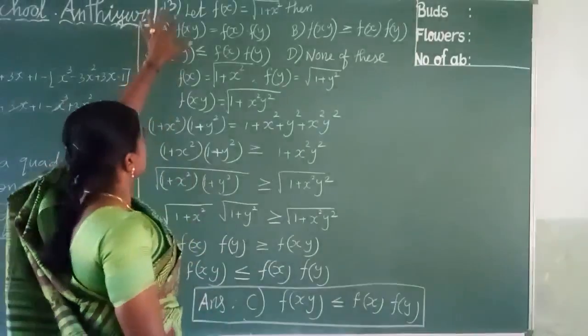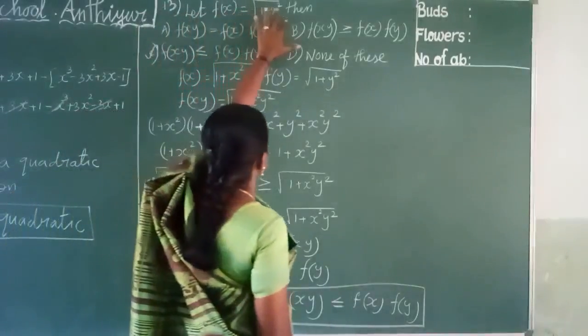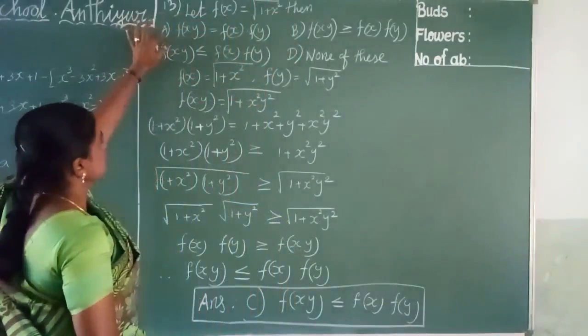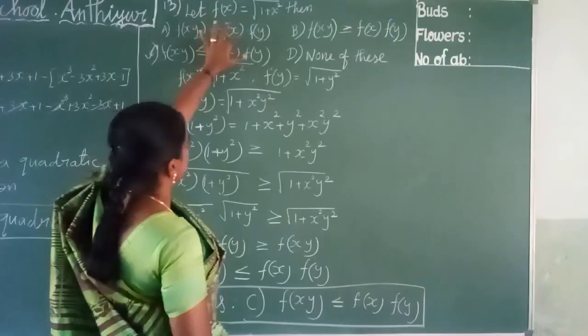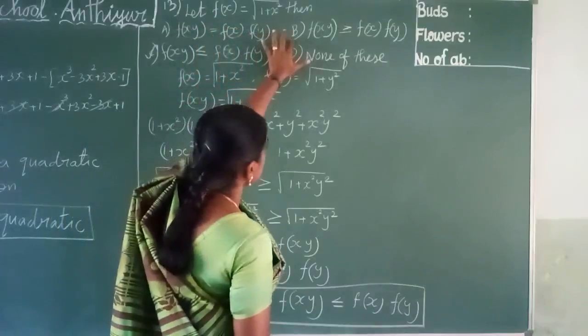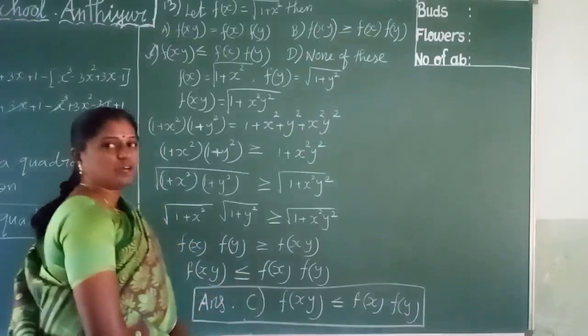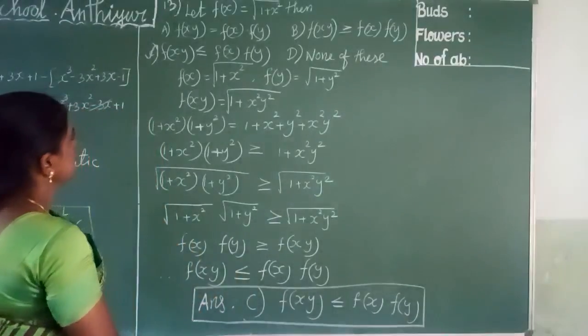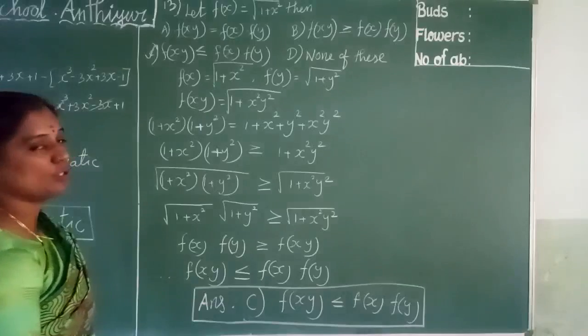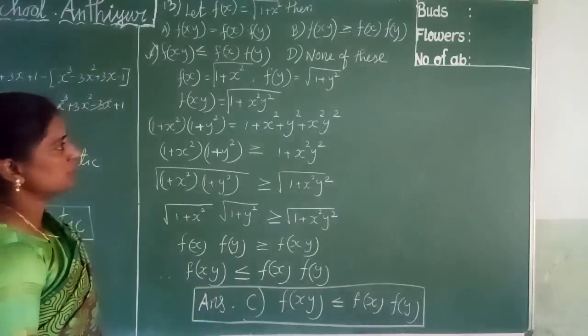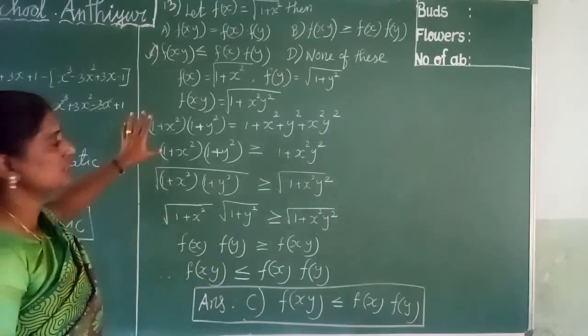13th one. Let f of x equal to root of 1 plus x square. Then A option, f of xy is equal to f of x into f of y. B option, f of xy greater than or equal to f of x into f of y. C option, f of xy less than or equal to f of x into f of y. D option, none of these. So we have to check these three options.